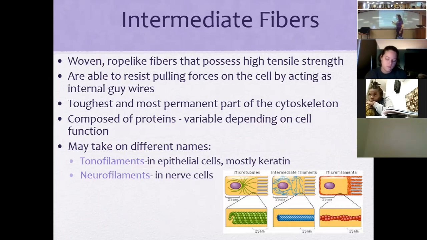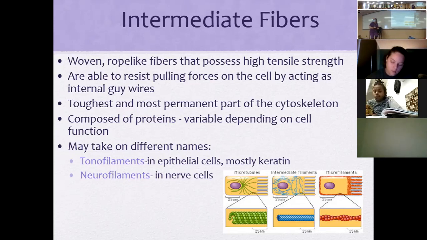We had two different names here. These are both intermediate fibers. These two different names are only telling you what kind of cell they are in. If we call it a tonofilament, they're an intermediate fiber in an epithelial cell. If it's a neurofilament, then it's in a nerve cell. We're still talking about the same type of fiber. We're just now discussing what kind of cell it's in.